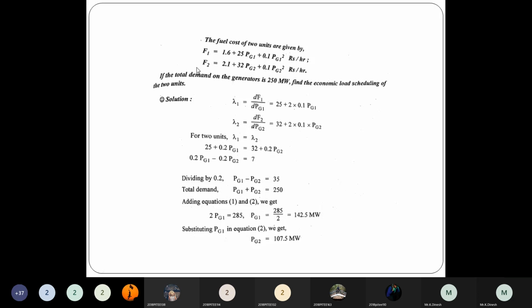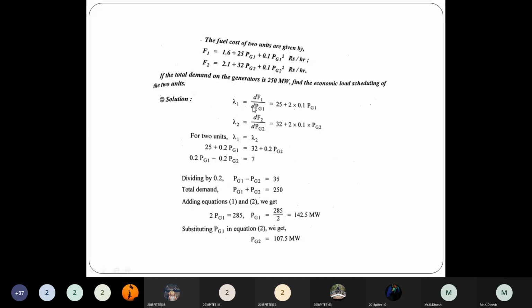So the information given is total generation is 250. We have 2 generators because 2 fuel costs are given. So we assume 2 generators are connected, so Pg1 plus Pg2 is 250. We have to find out the economic load scheduling of 2 units, that is, at what megawatt operating the power system, we may achieve our economic condition.